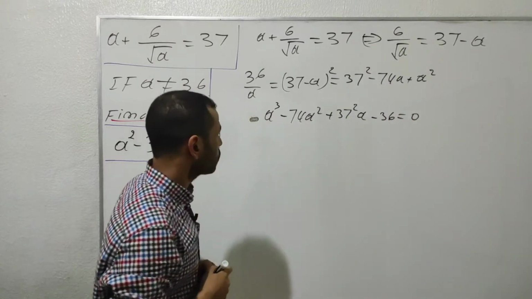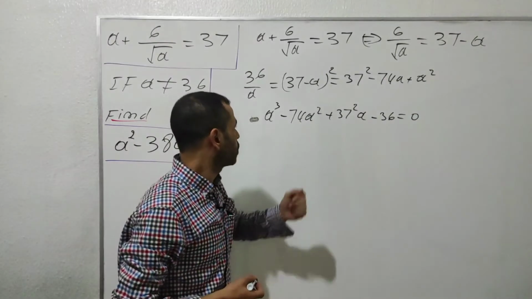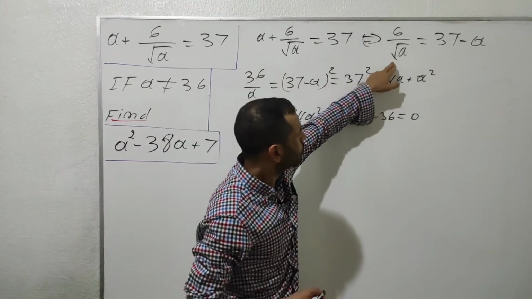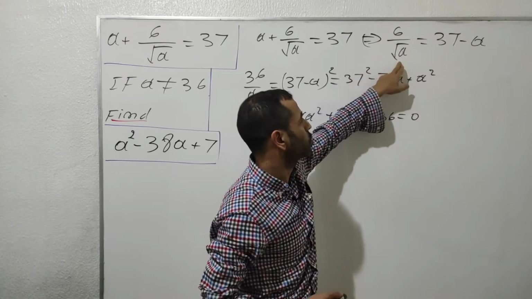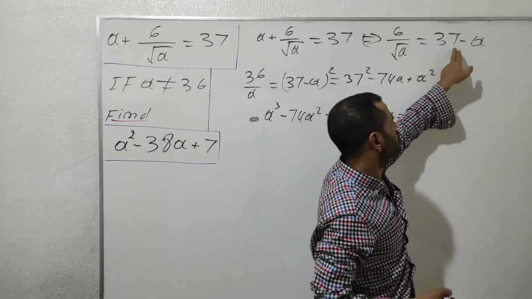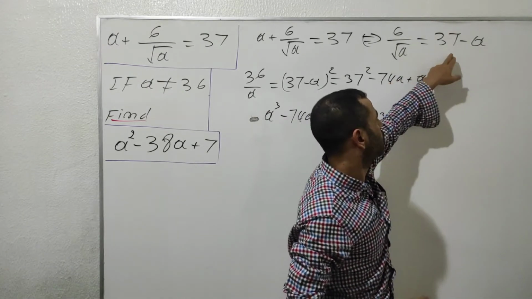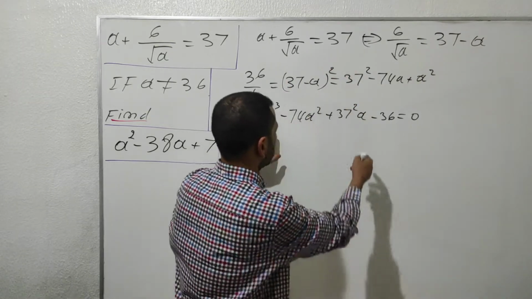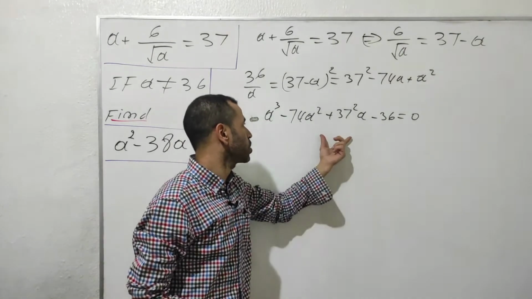Okay. So what's coming next? We are going to factor out this polynomial. If you go back to the original equation and replace a with 36, I get 6 over 6, which is 1. On the other side, if I replace a with 36 here, I get 37 minus 36, which is 1. Which means both sides of this equation equal 1, which means a equals 36 is a solution for this equation as well.